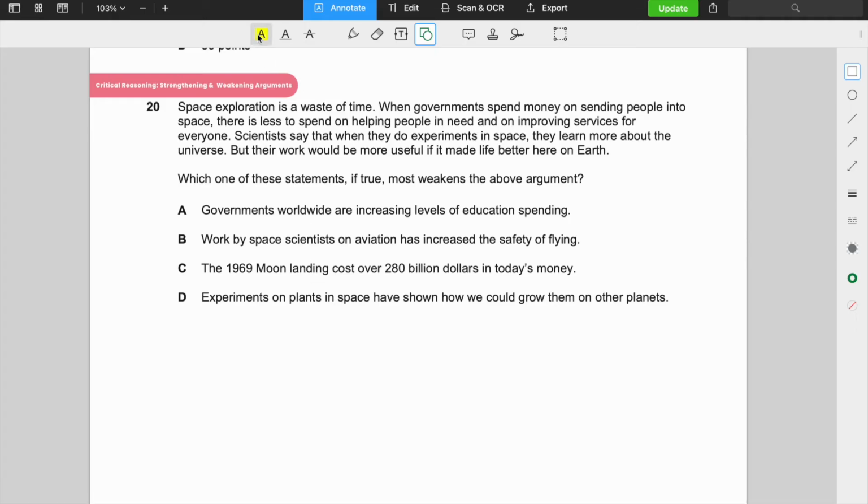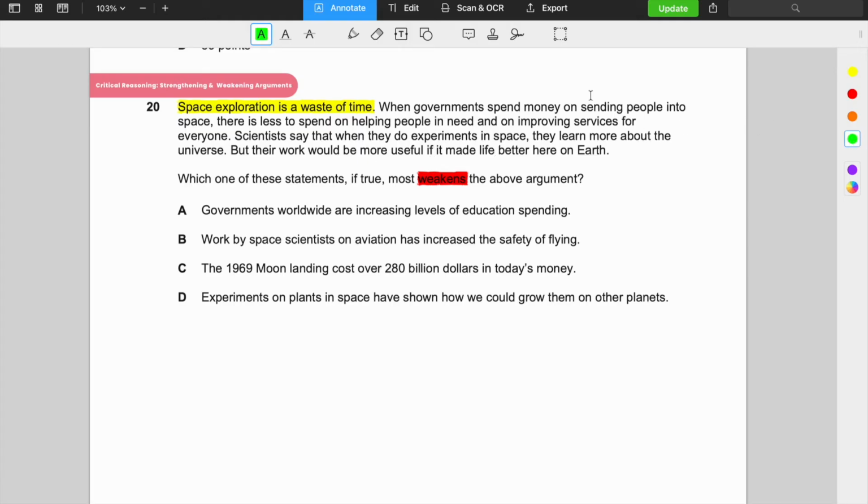So we want to weaken the argument. Again, when you do these questions, just work out the main conclusion first, okay? The main conclusion is pretty much in the first sentence here. Space exploration is a waste of time. Okay, and then let's try to work out the author's reasoning, how they've supported that central premise. When governments spend money on sending people into space, there's less to spend on helping people in need and on improving services for everyone. Scientists say that when they do experiments in space, they learn more about the universe, but their work would be more useful if it made life better here on Earth.